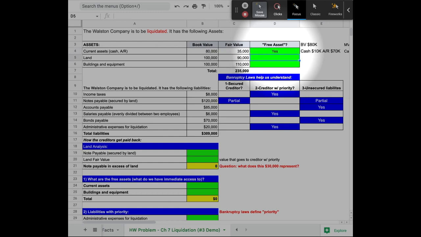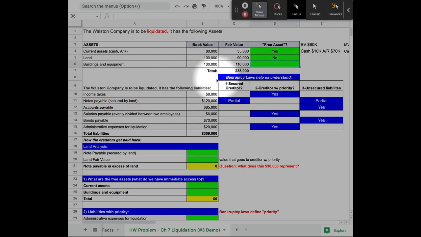And the answer is that current assets typically are cash, accounts receivable, maybe inventory, things that you can sell pretty quickly. Can we immediately sell this land? And the answer is no, we can't. And here's why. Notice that we have a note payable down below in our liability section of the balance sheet, and it's secured by land. That means this land is not free. It's locked up with this note payable. So we're going to say no to the free asset for land.